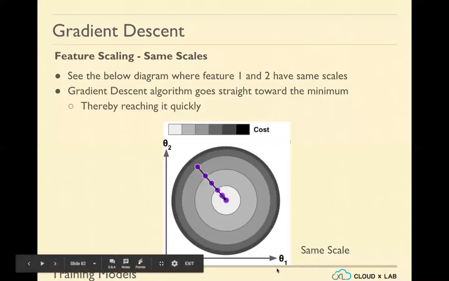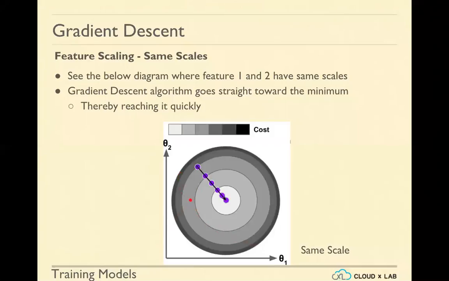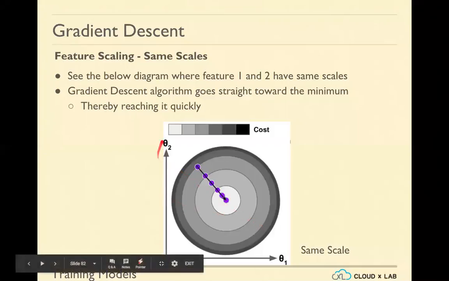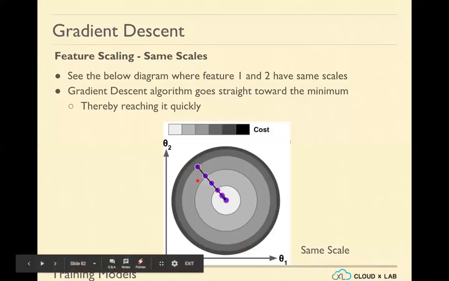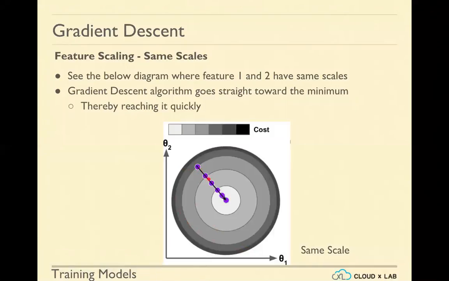So if we have two features, theta 1 and theta 2, and we plot the graph like this with the cost function, in case the features are scaled, what will happen is that it will go uniformly, because increasing theta 1 and theta 2 will both happen by an equal amount, so the line will look linear, right? Because both theta 1 and theta 2 have the same scale.